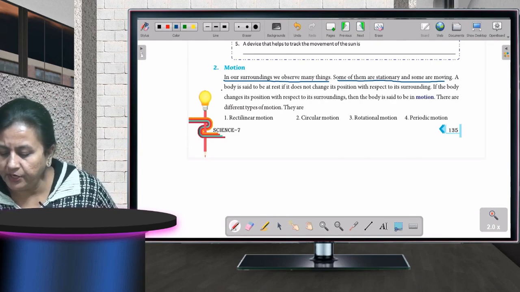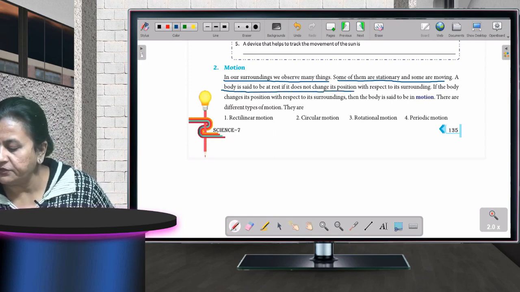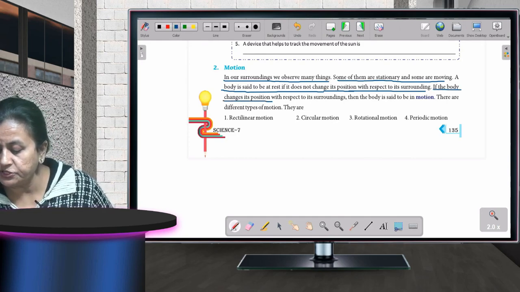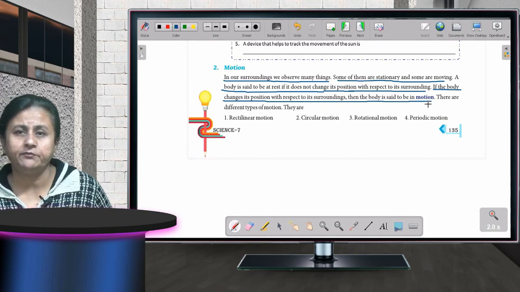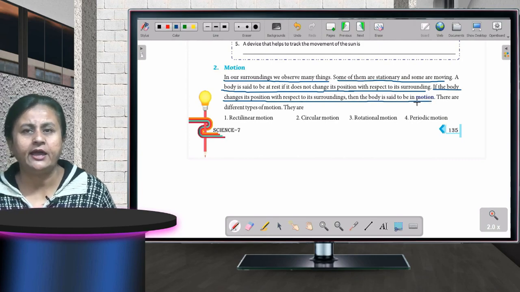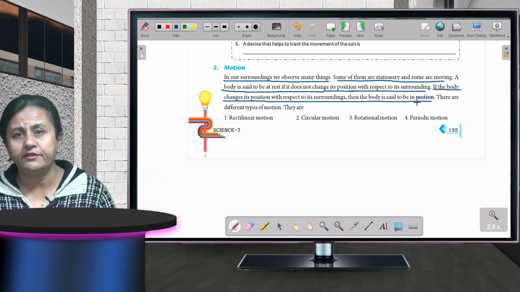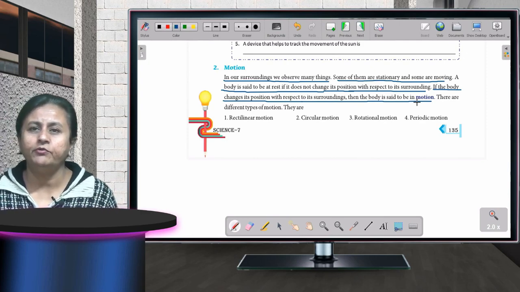A body is said to be at rest if it does not change its position with respect to its surroundings. If the body changes its position with respect to its surroundings, then the body is said to be in motion. Like I am teaching you right now, I am standing still. So I am not in motion because with my surroundings, whatever things are around me, I am not coming near or far. I am not moving far from them.